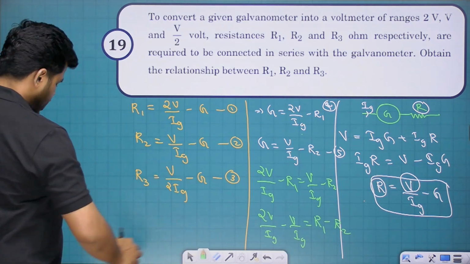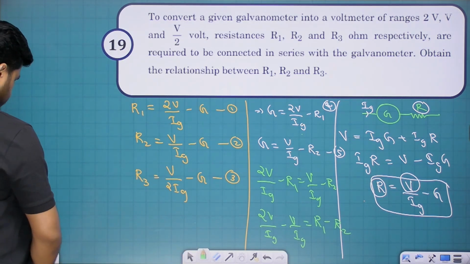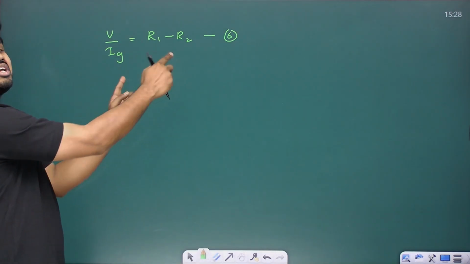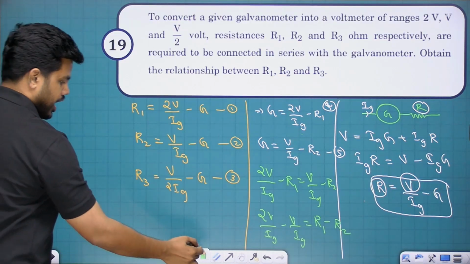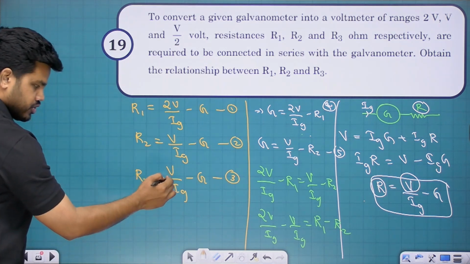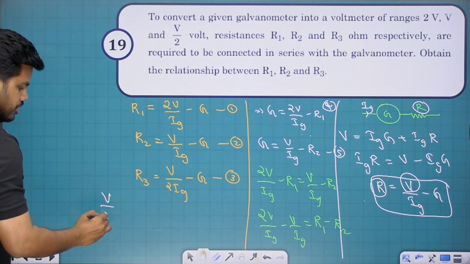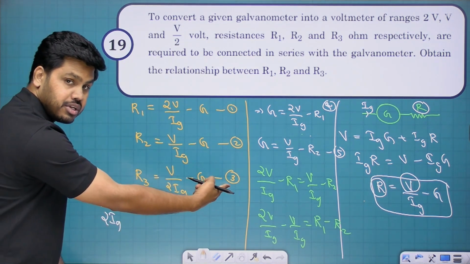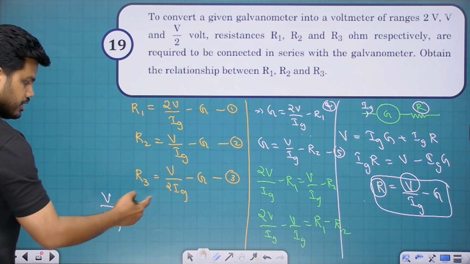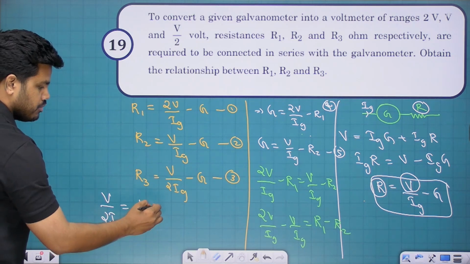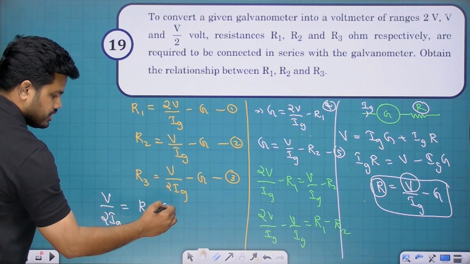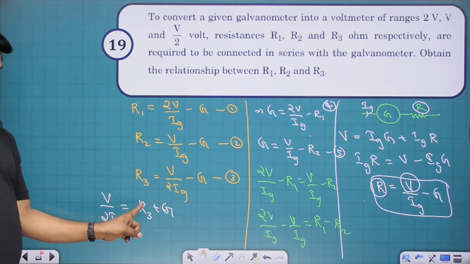Now, look at this. We have V by Ig in this one. I have to just bring R3 also into this equation. That is what I am doing. For that, V by Ig, we have V by 2 Ig from equation number 3. I told you we have to bring R3 also into it. So V by 2 Ig is going to be equal to R3 plus G, right? R3 plus G.